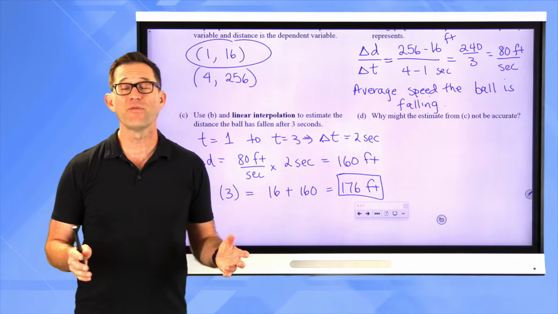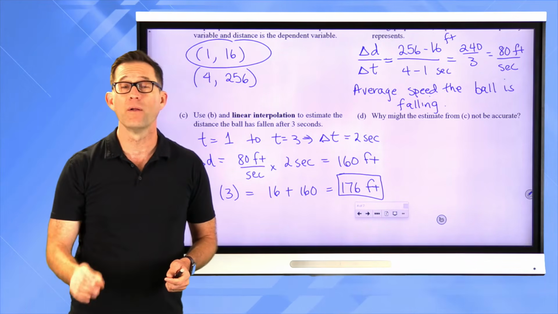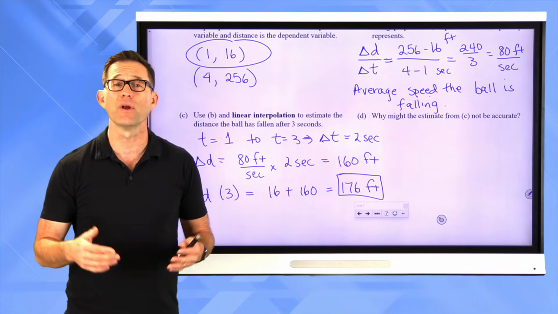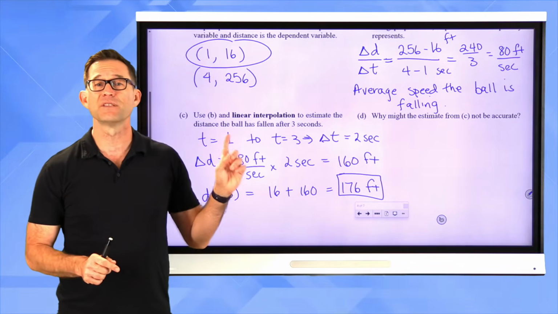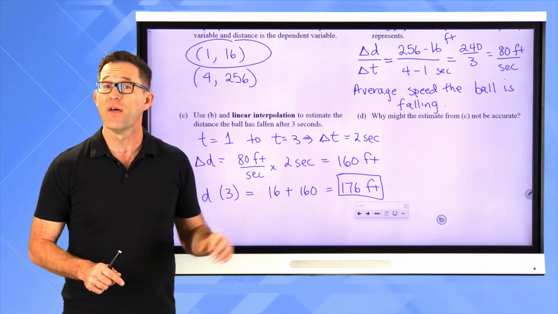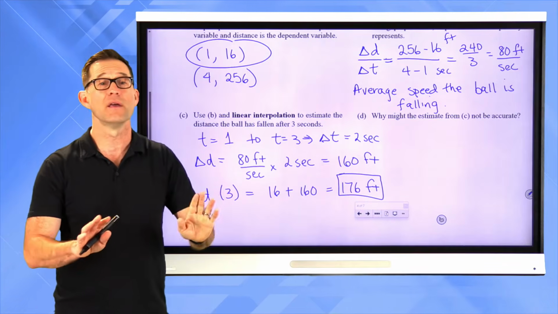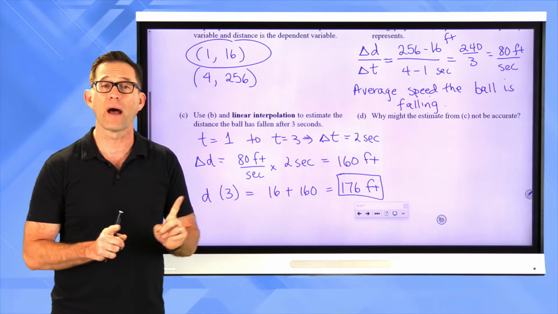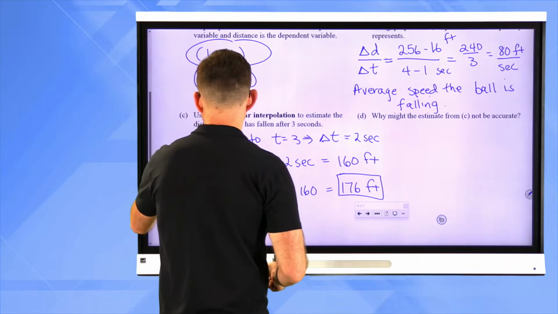All right, well, hopefully you understand that if I drop an object and it starts to fall, generally speaking, within the first few seconds, the speed is always increasing. And so it's not likely that the speed from 1 to 3 seconds is exactly 80 feet per second. That's certainly the average speed between 1 second and 4 seconds. Definitely is the average speed. But the speed is actually changing throughout that interval because the object's speed is increasing, right?